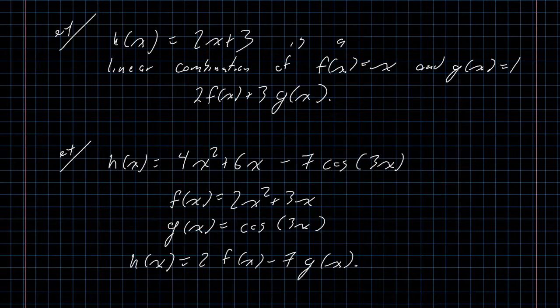That is one of a number of different options that we can use to write this as a linear combination of 2 functions. I could have just gone ahead and called f of x 4x squared plus 6x. I could have called g of x the negative of cosine of 3x. I could have called it 7 times the cosine of 3x. I could have called it 12 times the cosine of 3x, and then my constant would have been negative 7 over 12. Those are all perfectly valid.